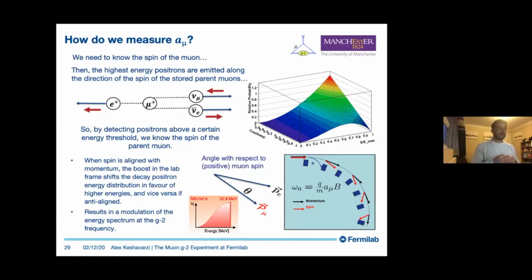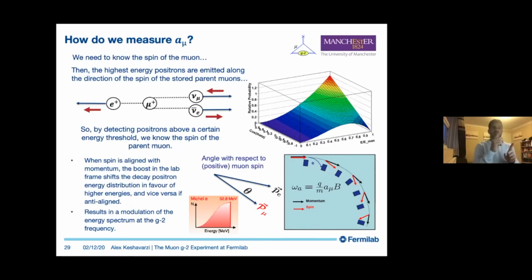All right. Now, what happens in the storage ring as the muons orbit is that you have to boost from the muon rest frame to the lab frame, right? And what that does is it shifts the decay positron energy distribution in favor of the higher energies, if the spin is aligned, or vice versa if it's anti-aligned.